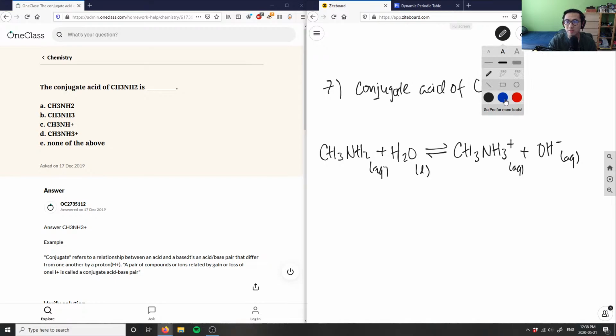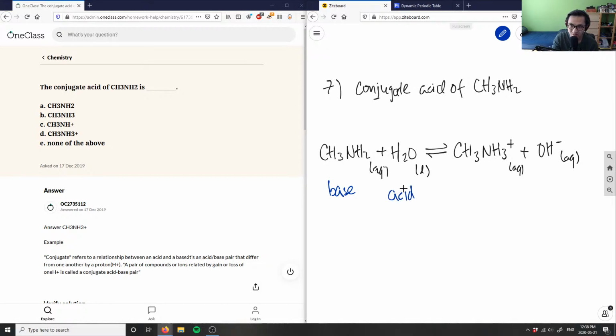And what do we have here? Well, this is methylamine here. I have water. And this is going to accept a hydrogen from this water here. So in this case, if I'm accepting a hydrogen, this here is going to be my base, right? In this case, a weak base, because I have a Kb of some value here. As water is behaving as an acid, it's donating a hydrogen here.